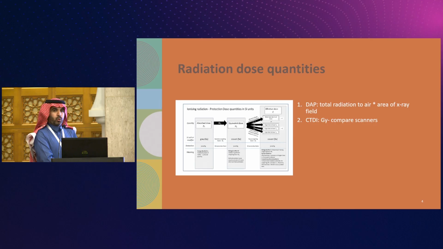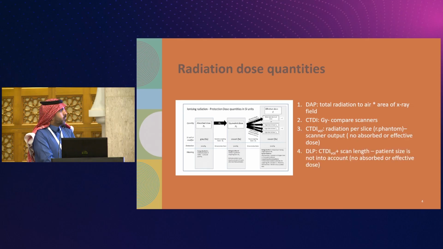This will be helpful to compare scanners, to compare GE to Siemens to Canon, and so on and so forth. We have CTDI volume, and that is radiation per slice in a reference phantom, either a pediatric phantom or an adult phantom. There's no absorbed dose, there's no effective dose in CTDI volume. DLP is CTDI volume times the scan length. But again, there is no absorbed dose or effective dose.